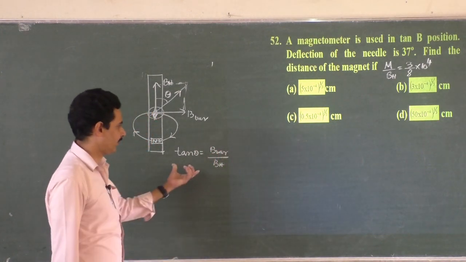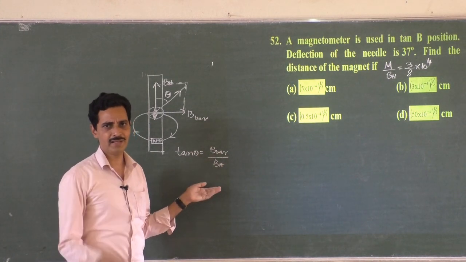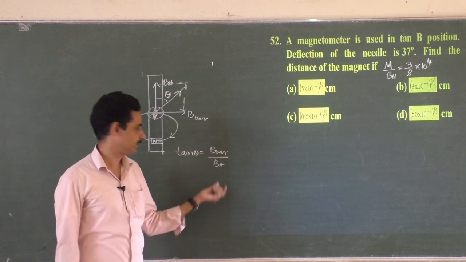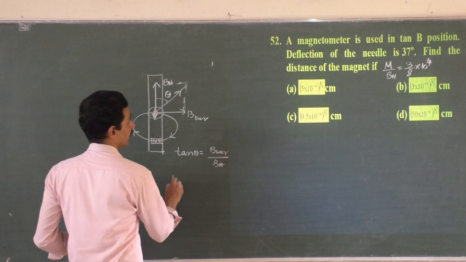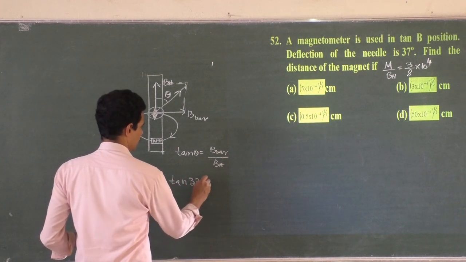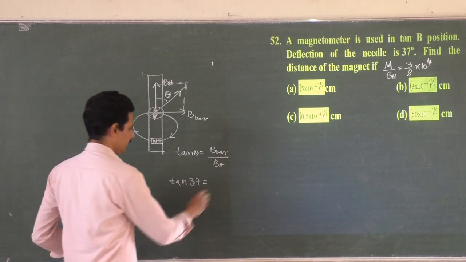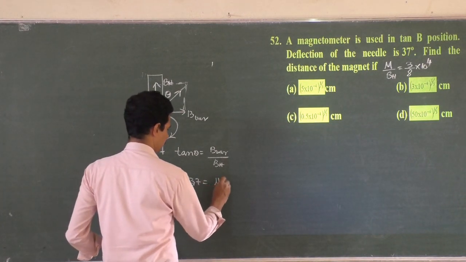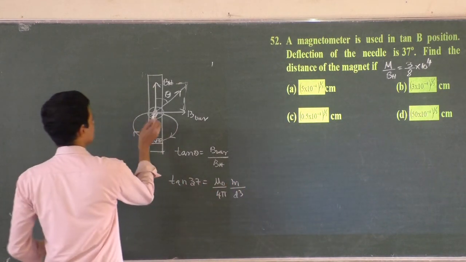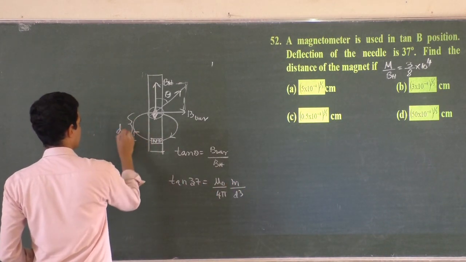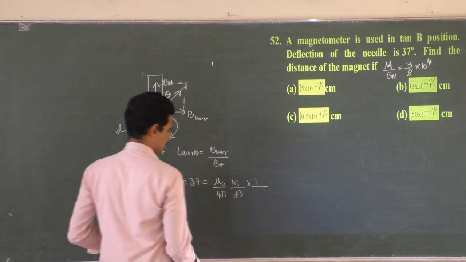Only the thing is, formula remains the same. Tan theta is equal to B due to the bar magnet by BH. If it is tan A position, this bar is 2m by d cube. If it is tan B position, m by d cube, that's all. Okay, tan theta, tan 37. Now it is tan B position. That means you have to go for equatorial line. B bar due to bar magnet, mu0 by 4 pi, m by d cube. That means this is d, the distance at which the bar magnet is kept from the center. M by d cube into 1 by BH.